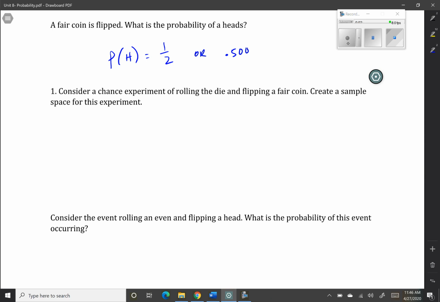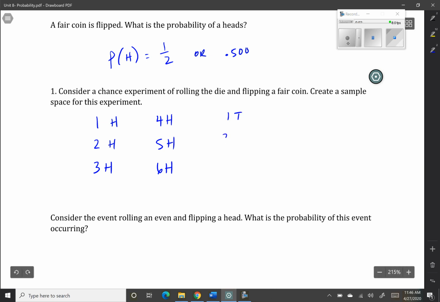So I can roll a 1 and land on heads, a 2 and land on heads, a 3 and land on heads, a 4 with heads, a 5 and heads, and a 6 with heads. I can do a 1 with tails, a 2 with tails, a 3 with tails, a 4 with tails, a 5 with tails, or a 6 with tails. There are 12 outcomes.